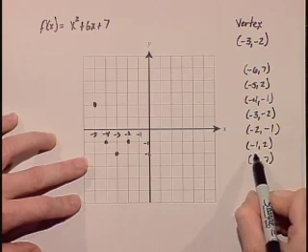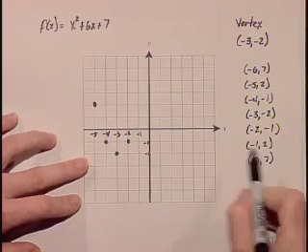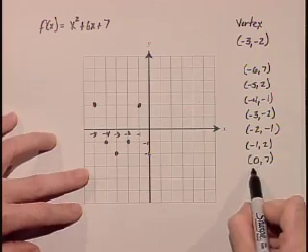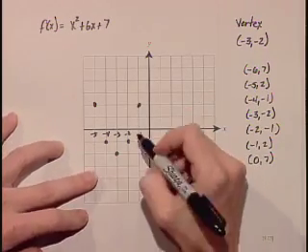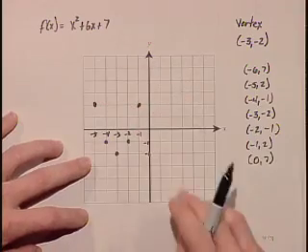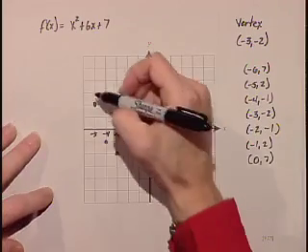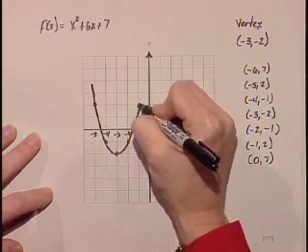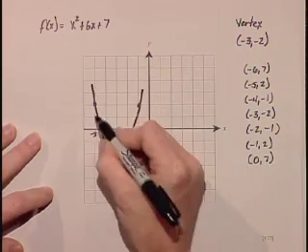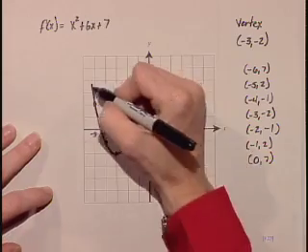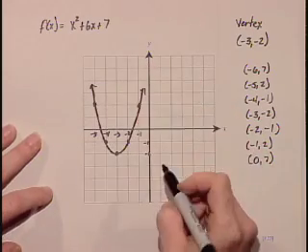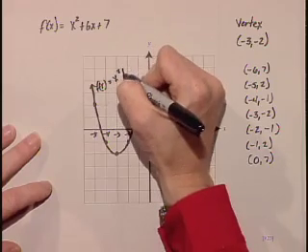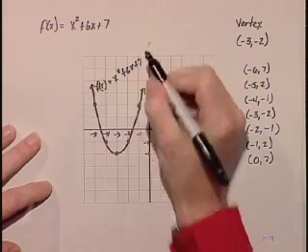Negative 1, 2, negative 1, up 2. And our last one is 0, 7, which is a little off our graph, so we think we have enough points to generate our smooth curve. Let's connect our points with a smooth curve. Try not to make this a V. Get as close to a smooth curve as possible. And let's label it f of x is equal to x squared plus 6x plus 7.